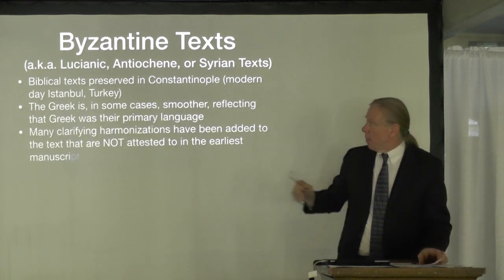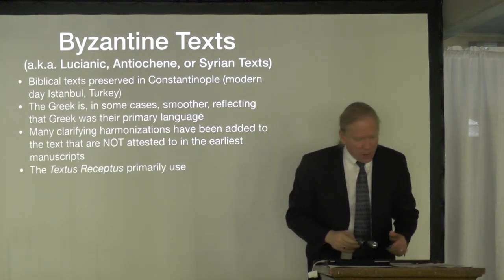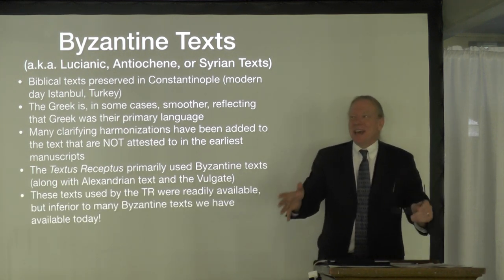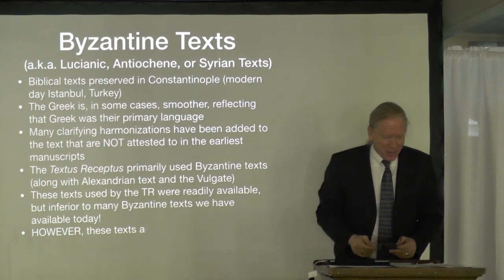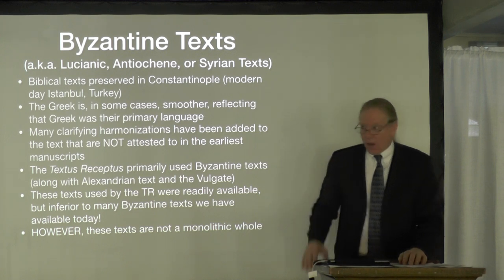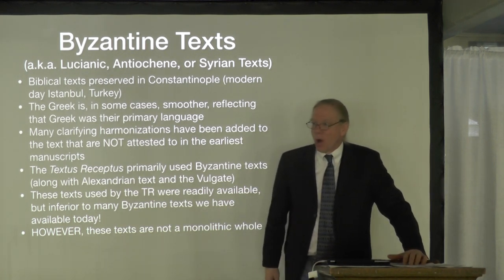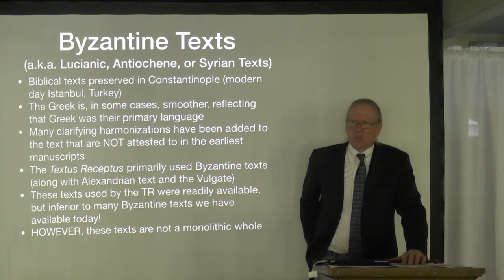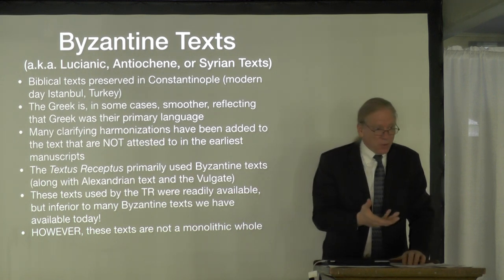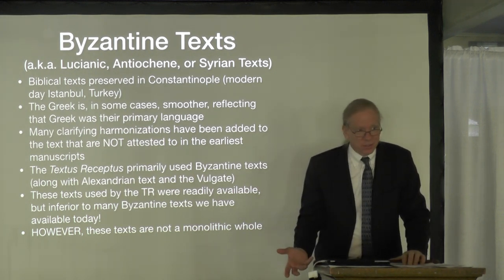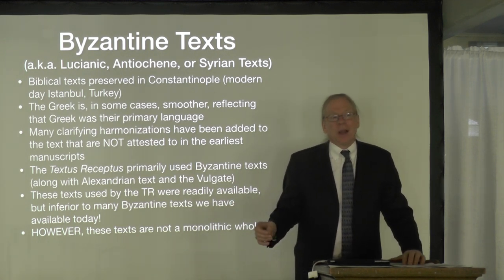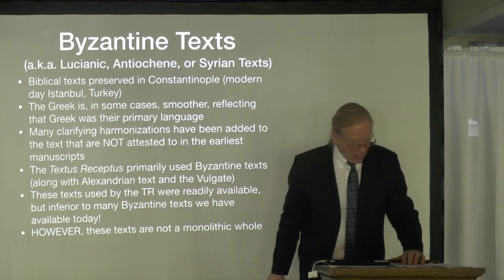These are biblical texts probably preserved somewhere around Constantinople, modern-day Istanbul. That was the center of the Greek-speaking world. And, oh, by the way, it is not surprising that the Greek was often smoothed out. These folks would probably look at Paul's writing and say, oh, Paul, that is such rough Greek. So remember, when they were initially received, they were not received as scripture. They were just books. And so it is very likely that the good Greek-speaking people said, well, I like Paul's book, but I need to smooth out his language a little bit.